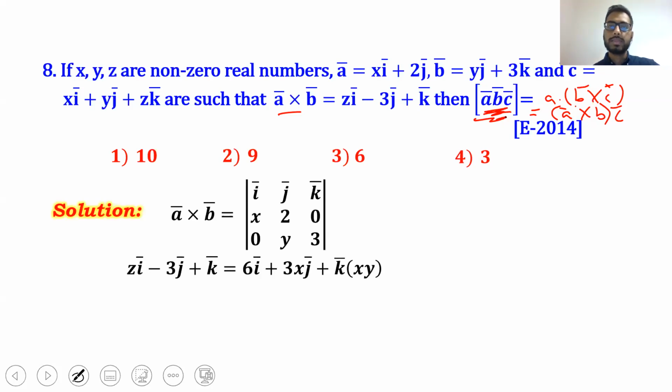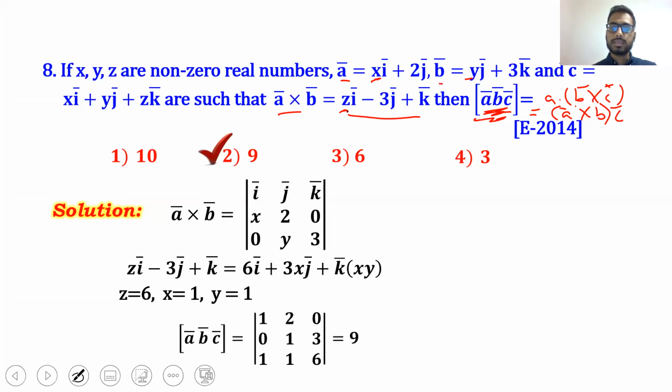So a cross b is already given as this, and if I use my formula, there are a few unknown terms x, y, and z. To get the values of those unknown terms, I'll just equate. After equating, I'm going to get my x, y, and z values, and then directly substitute in this one. So that is going to be my answer.